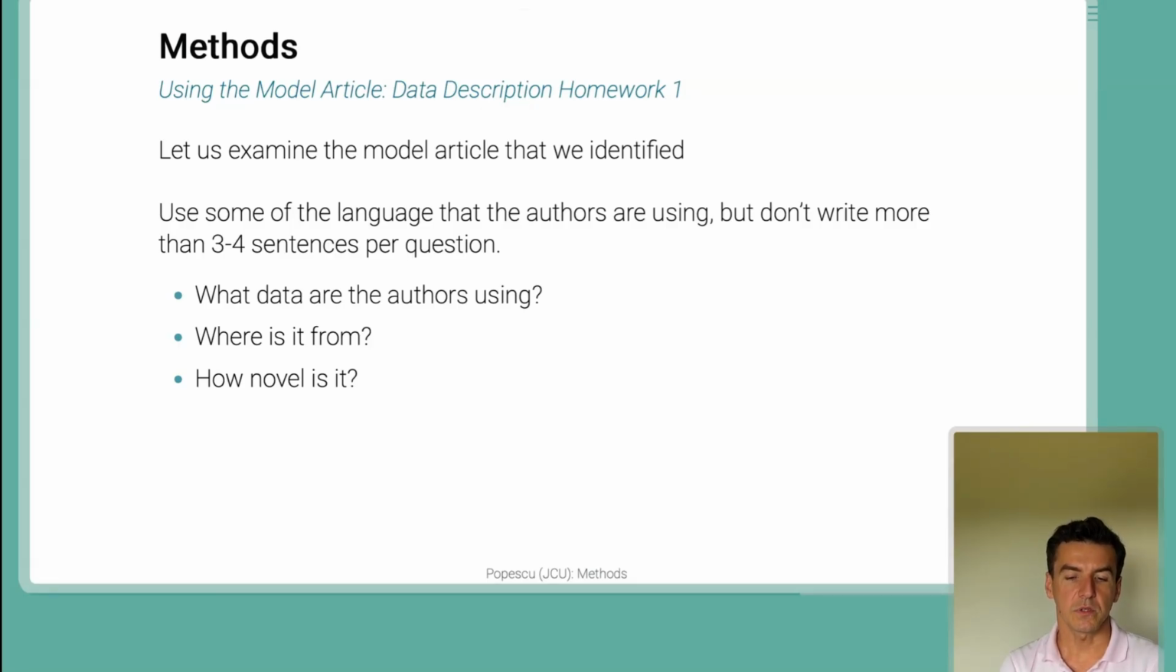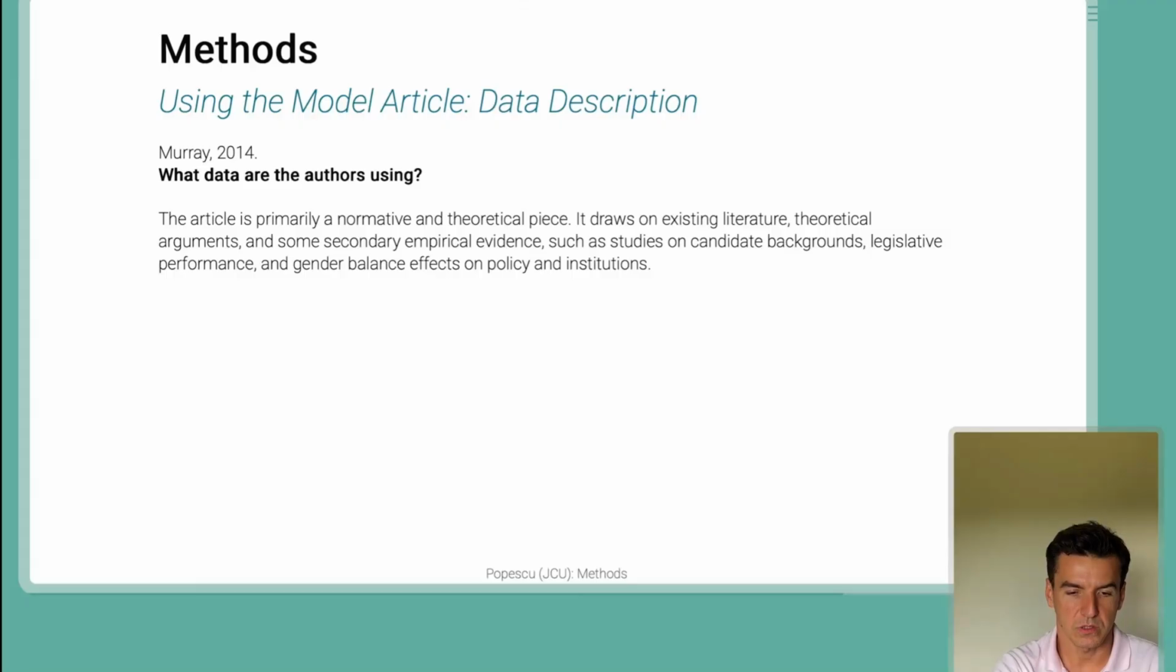Here, you have to identify the language that the authors are using, right? So identify how the authors are talking about the data that they're using, the source of the data, where is it from, and to what extent do they acknowledge how novel it is, right? So take the model article and try to answer those 3 questions. So here's my model article. Here's what I have in mind when I'm asking you to do this.